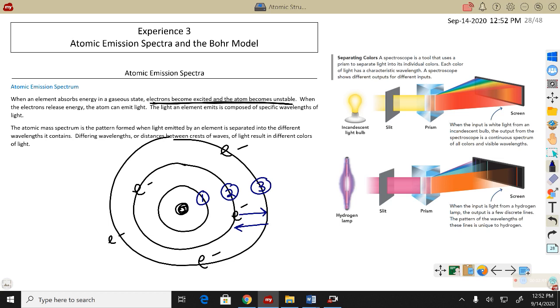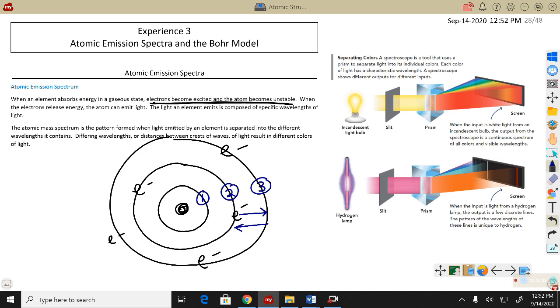But in order to fall back down, that electron needs to emit all the energy that it originally absorbed. So if it absorbed a little energy to go from level 2 to level 3, then it's going to have to release that energy to go from level 3 back down to energy level 2. So when the electrons release energy, the atom can emit light.